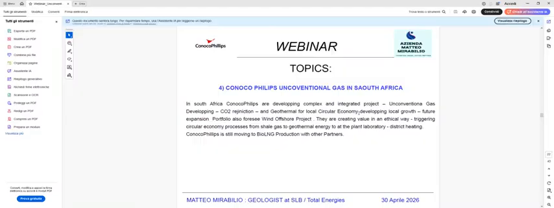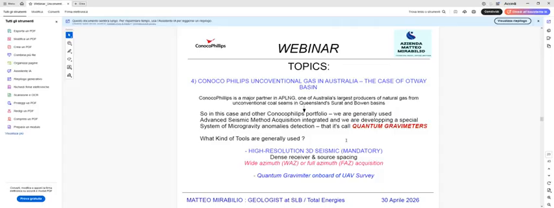So ConocoPhillips is also moving to bioenergy production with other partners. It is a major partner also of APL Energy in Australia. We have a portfolio for bioenergy, but in this case we want to use this webinar also to present the latest technology that we are developing for ConocoPhillips, that is called the quantum gravitors.